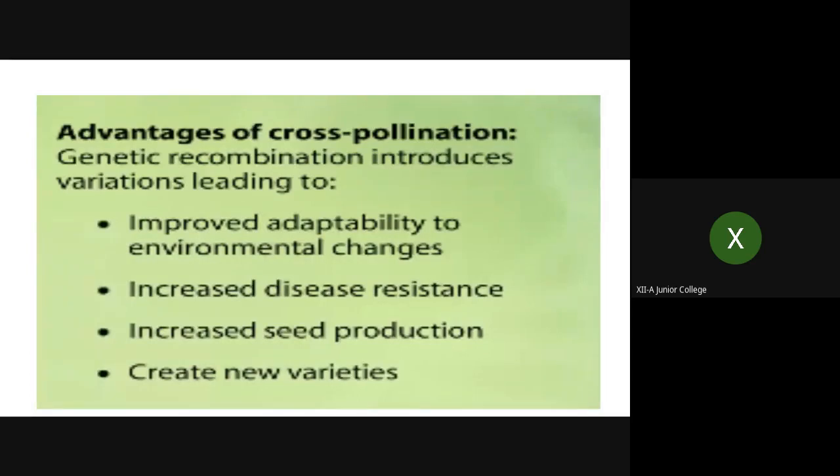The second important thing is increased disease resistance. This is also one more important character, that disease resistance capacity is increased. Then seed production is also increased. Obviously, vigor and production also are increased.